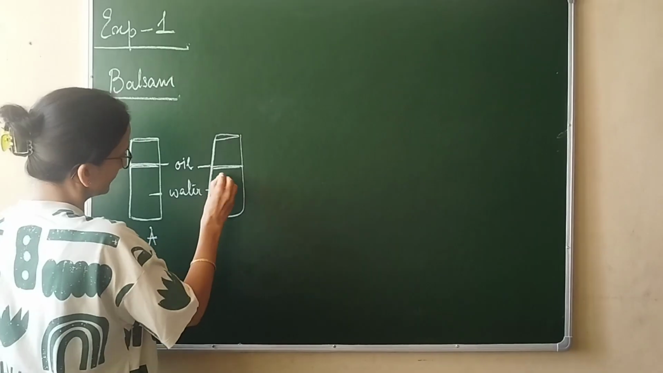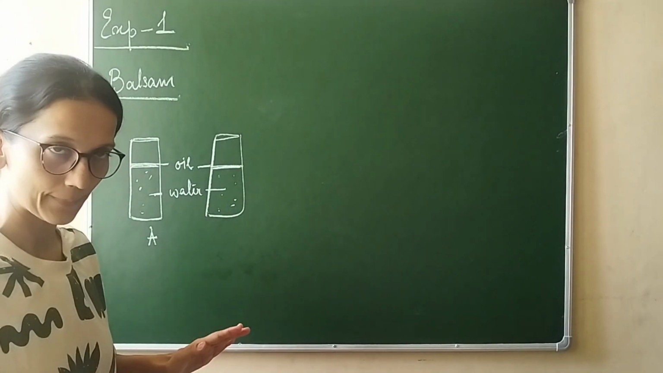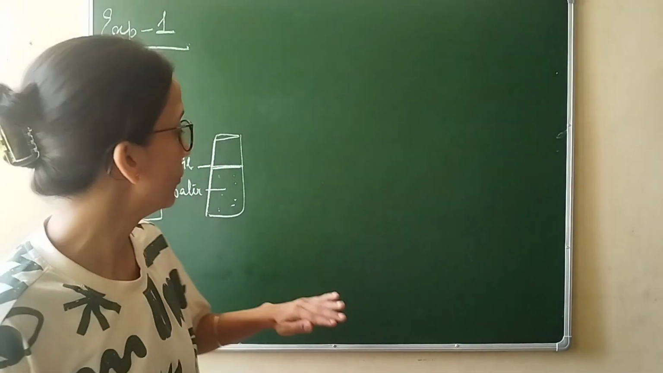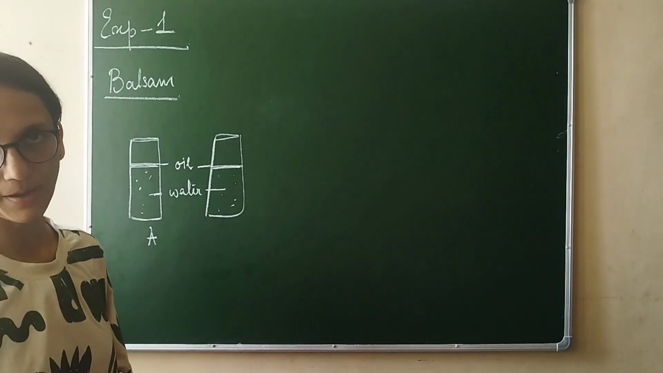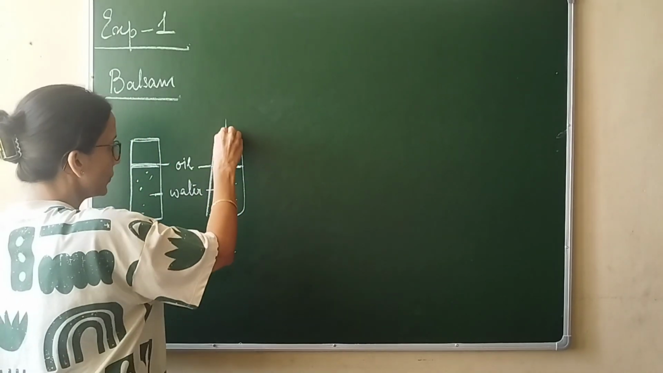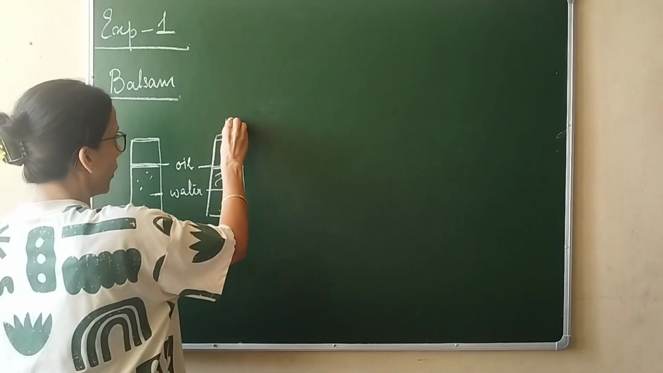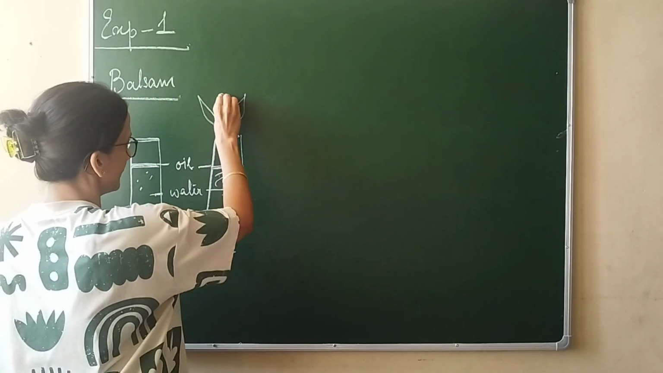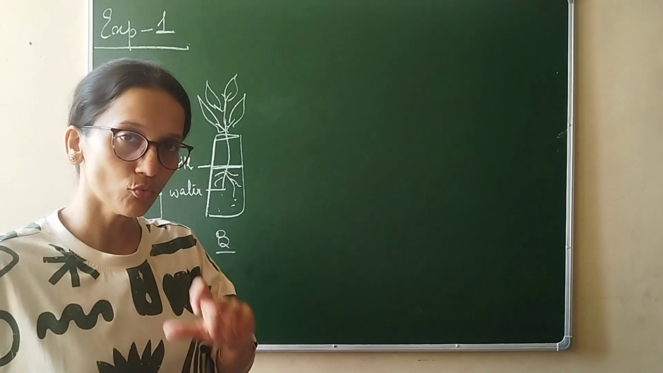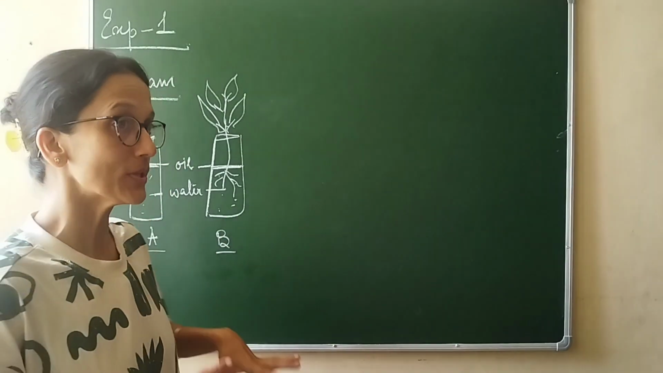So here is water and the level of water is covered by a layer of oil. Why are we doing this? Because we want to ensure that there is no loss of water by the process of evaporation. So this is A and this is B, but in B what we do is we take a proper plant, as in we uproot the plant of balsam and we put it inside this. Why are we doing this? Because we want to see that the roots and the plant when kept in water will absorb water. We want to see that happening.